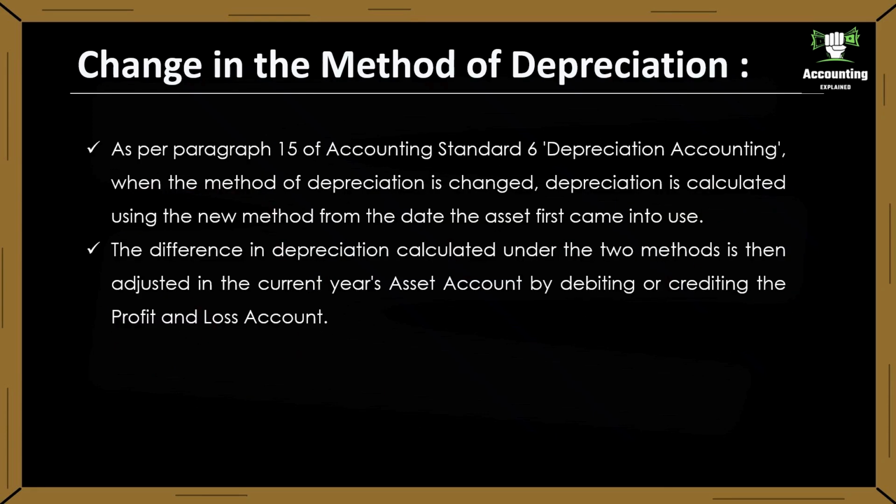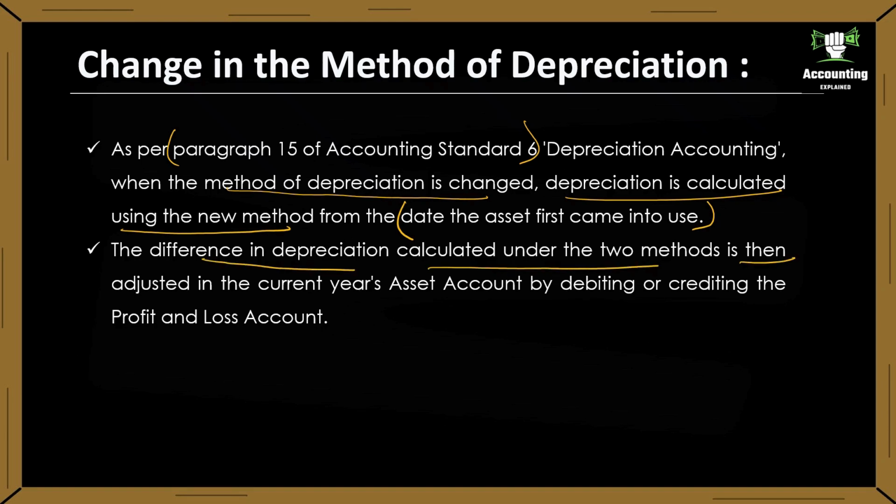Paragraph 15 of Accounting Standard 6 tells about the retrospective effect of change in depreciation. When the method of depreciation is changed, depreciation is calculated using the new method from the date the asset first came into use. So in the example, what did we do? We calculated WDV right from the date of the purchase of the machinery. The difference in depreciation calculated under the two methods is then adjusted in the current year's asset account by debiting or crediting to the profit and loss account.